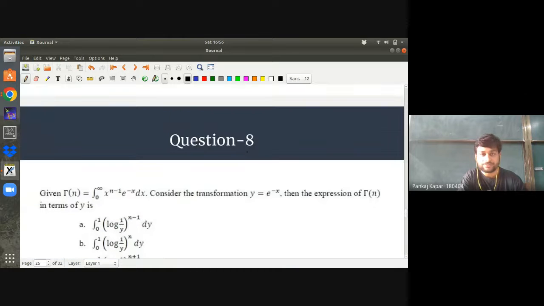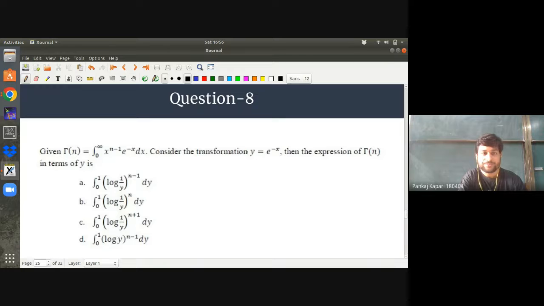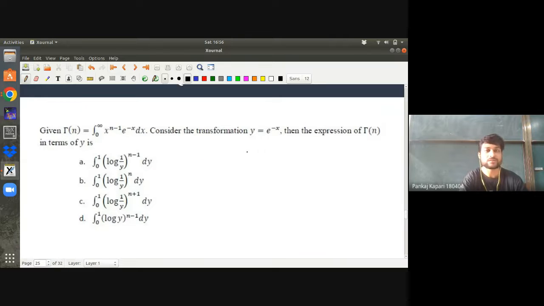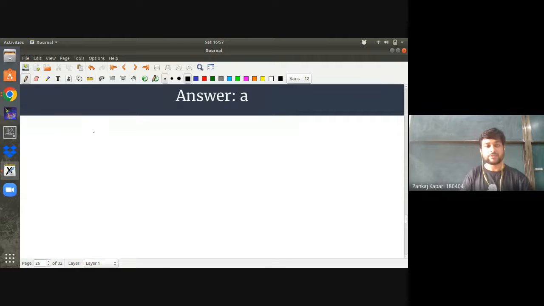Okay, so eighth problem. This is about the gamma function. The gamma function is a function defined by an improper integral of the second kind, right? And the problem says that if we transform the variable x to this variable y, what will this integral become? So basically, we have to put y equal to e to the power minus x in this integral. Let's see what it will become.